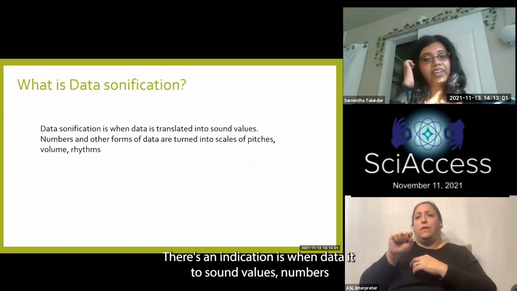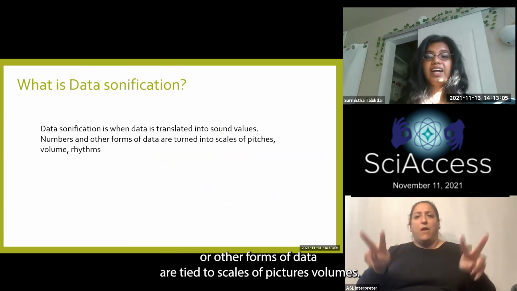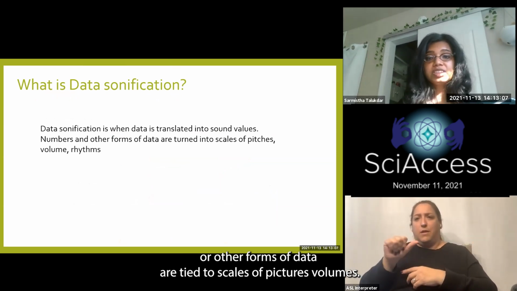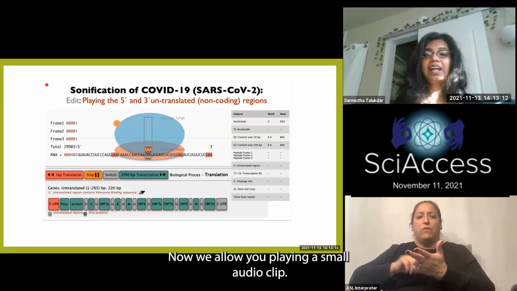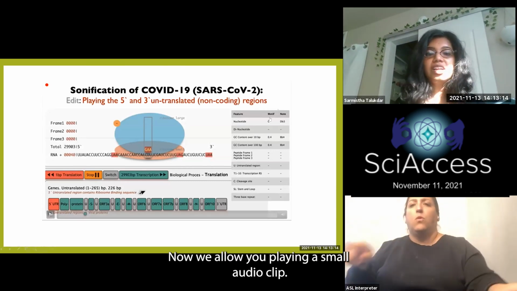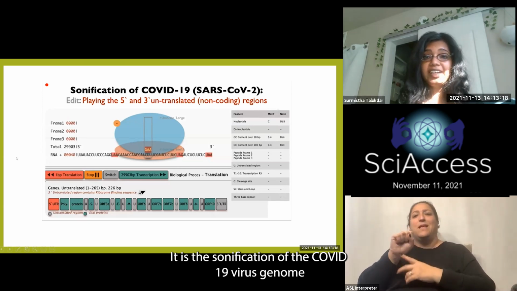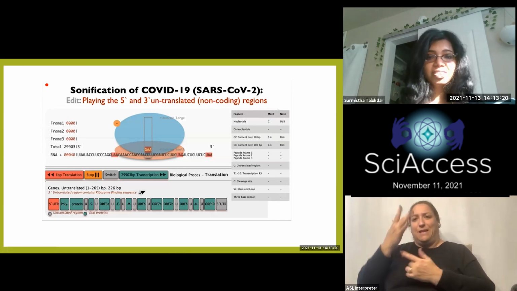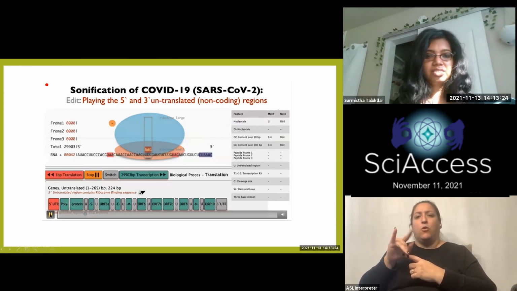Data sonification is when data is translated into sound values. Numbers or other forms of data are turned into scales of pitches, volumes, or rhythm. I'll now be playing a small audio clip. It is the sonification of the COVID-19 virus genome, and it'll be playing soon.